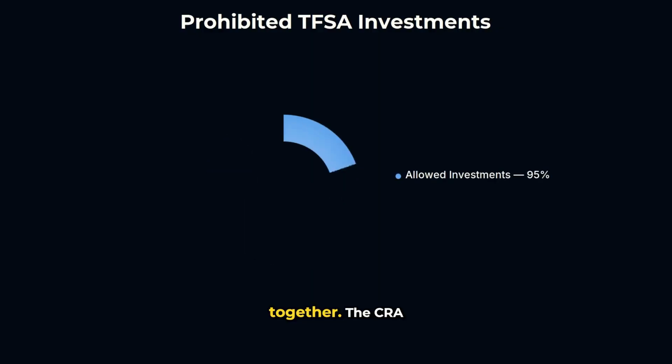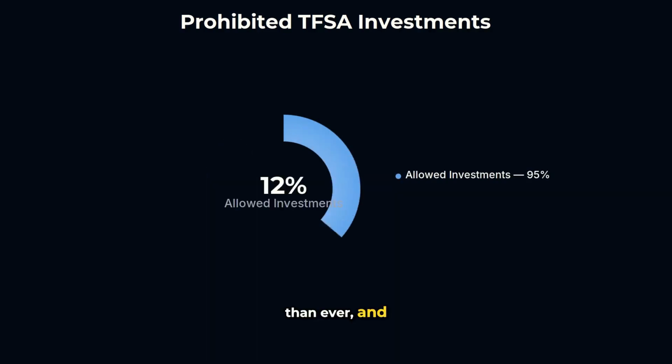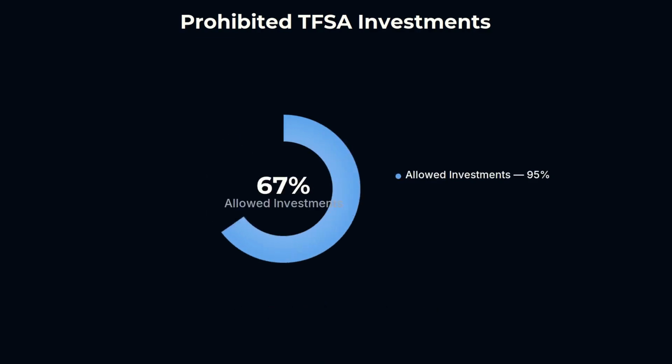So let's bring it all together. The CRA is paying more attention to TFSAs than ever, and the stakes are real. The four biggest triggers are overcontributions, especially from same-year recontributions, active trading that the CRA deems business income, foreign investment tax issues and missing T1135 filings, and holding prohibited or non-qualified investments.